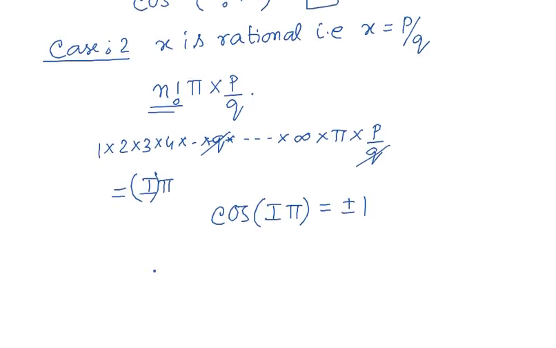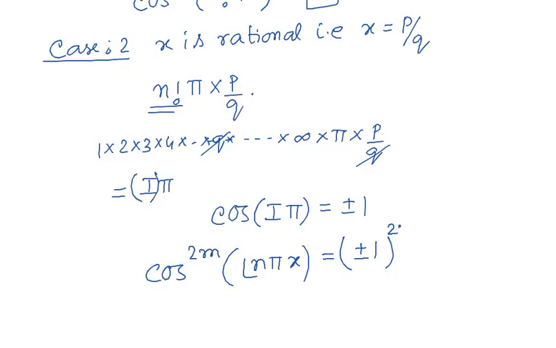So if it is +1 or -1, then we can easily say that cos to the power 2m of n! π x will be nothing but exactly +1 or -1 to the power of a very large number. So the answer is going to be 1, because in that case our base is exactly equal to +1 or -1. In any case, 1 to the power anything is going to be 1, and -1 to the power of any even number has to be again 1. So in this particular case the limiting answer is going to be 1.